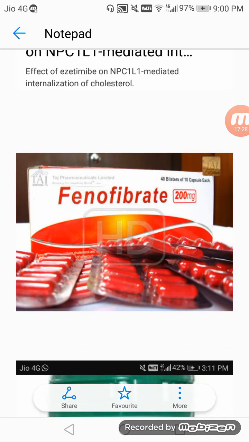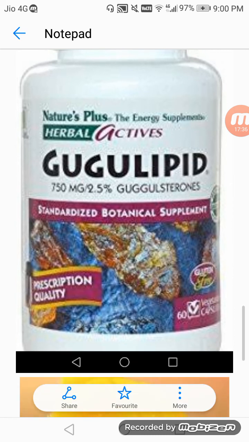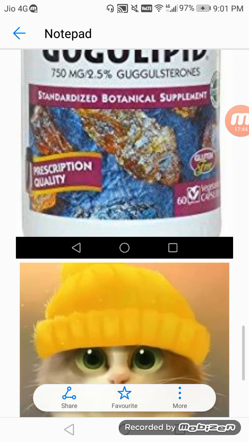Now these were the fifth type of drugs which were actually good for decreasing triglycerides, and these were fibrates. So you can see fenofibrate. These are some herbal products, as you can see, Hypolipidemic. Okay, it is written, yeah, it's a standardized botanical supplement.